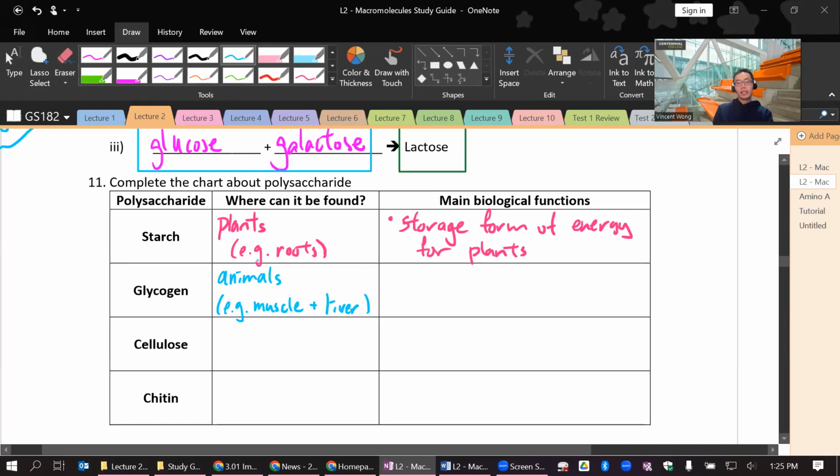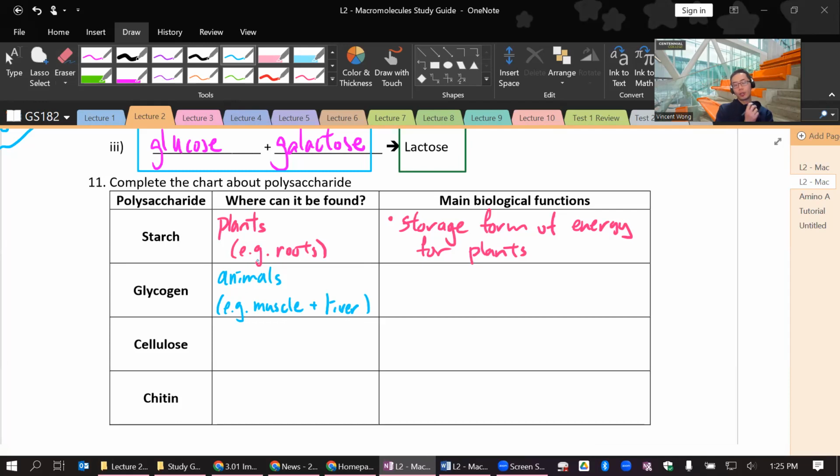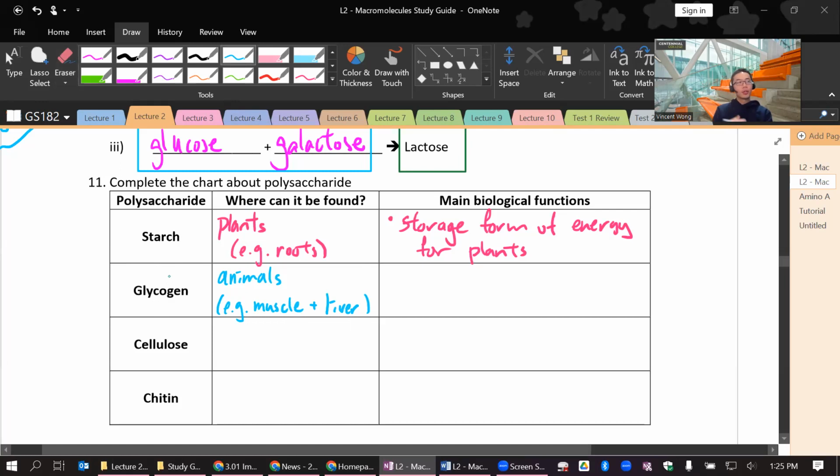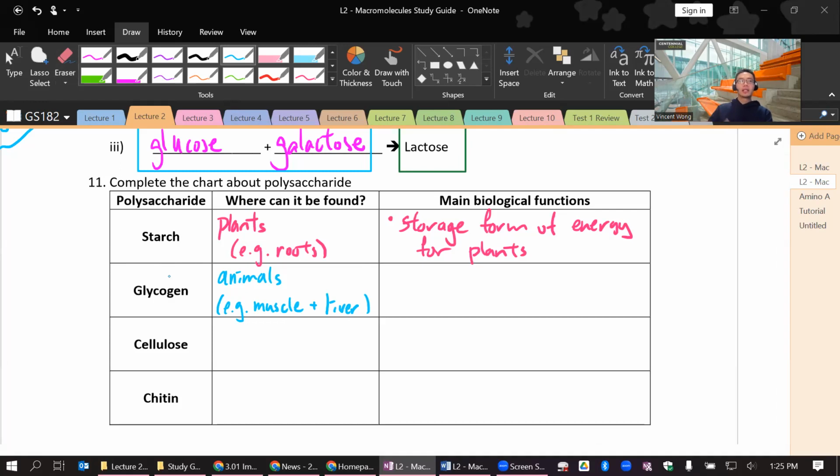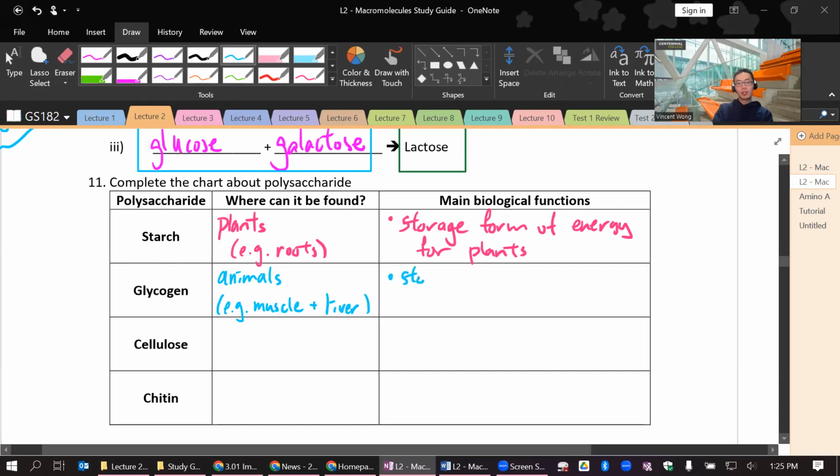So if we consume more than what we need, the extra sugar will be stored in the liver and the muscle as glycogen. So if you skip a meal, if you are fasting, for example, then your body would run on these energy reserves. You will take the carbohydrates from the glycogen and burn those as fuel instead. So that would be the storage form of energy for animals, including humans.